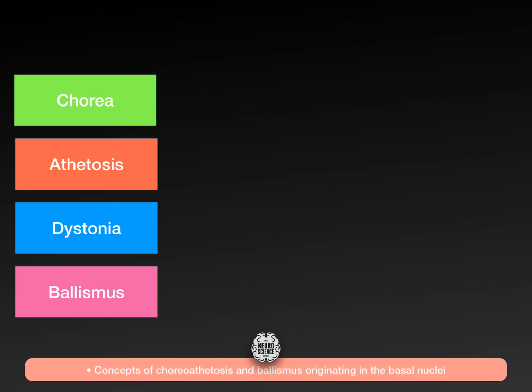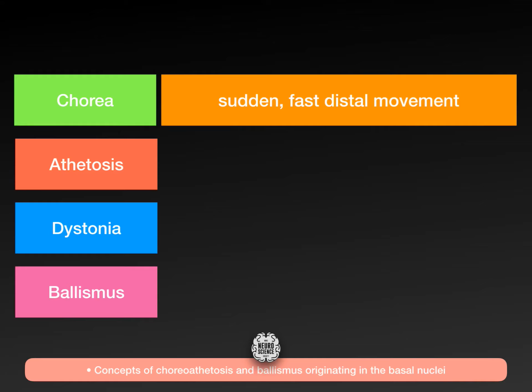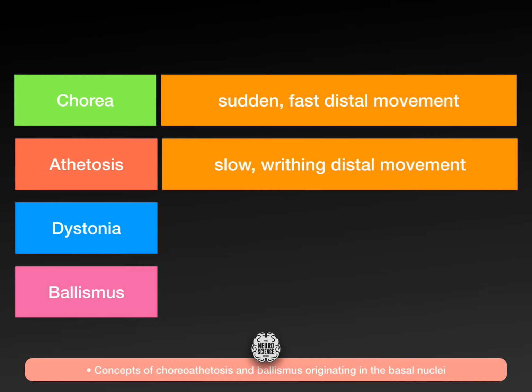When we think about movement disorders, we can classify them based on how kinetic they are, aka how much you move. Is it hyperkinetic or hypokinetic? A few different things here to be aware of. Chorea: sudden fast distal movements, versus athetosis: slow writhing distal movements. Choreoathetosis is often intermingled, such as in Huntington's disease.